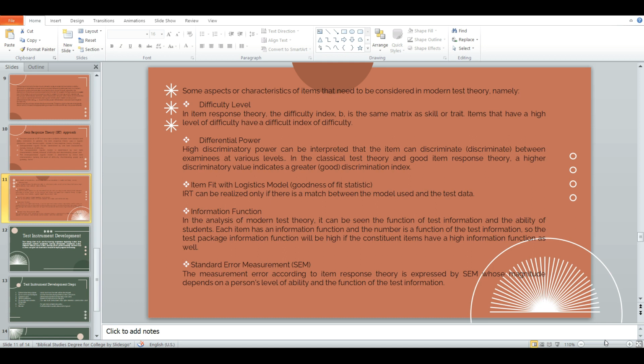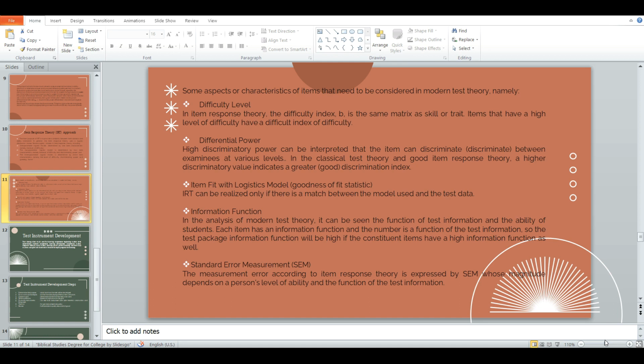The second is discriminating power. High discriminatory power can be interpreted that the item can discriminate between examinees at various levels. In classical test theory and item response theory, a higher discriminatory value indicates a greater discrimination index. The third is item fit with the logistic model. IRT can be realized only if there is a match between the model used and the test data.